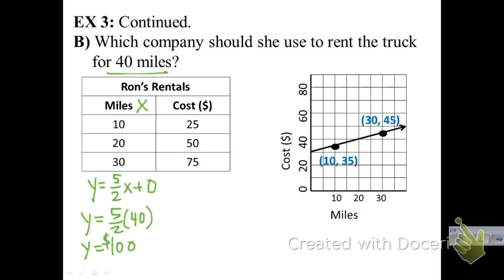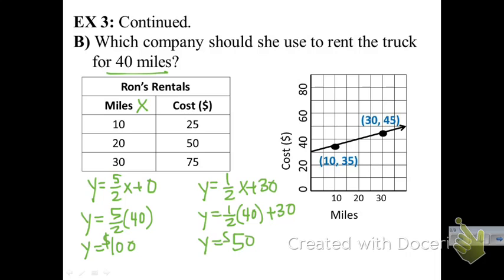And this other company, we had the equation y equals 1/2 x plus 30. So we take half of x, which is miles, and we had 40 miles, plus 30. Half of 40 is 20, plus 30 is $50. And so we can see that this other company here, even though it had that fee, would only charge you $50. And so you would definitely choose the second company.